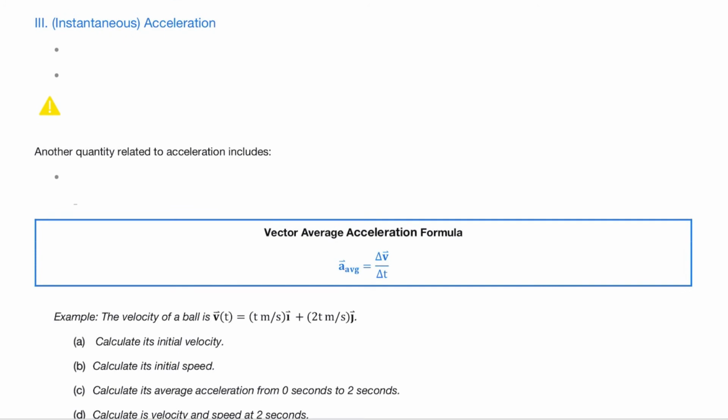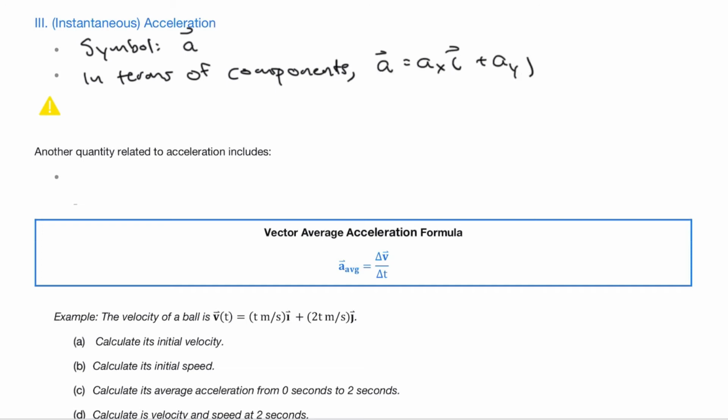Finally, for acceleration, it gets the same symbol a, just with a vector sign. And in terms of components, we denote the components with subscripts, so a is equal to a sub x i plus a sub y j. Now, the important thing to realize with the vector formalism is there are some changes here. And this warning tells you about one that you need to be careful about.